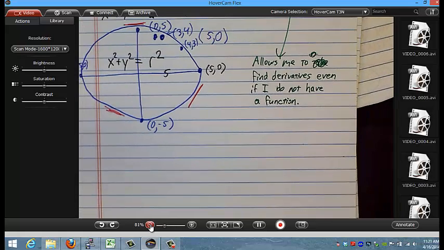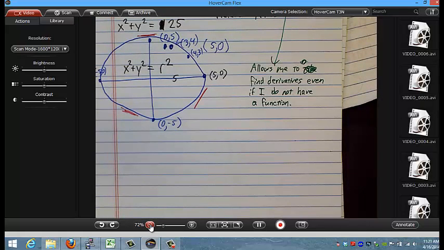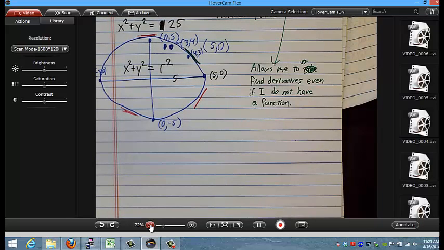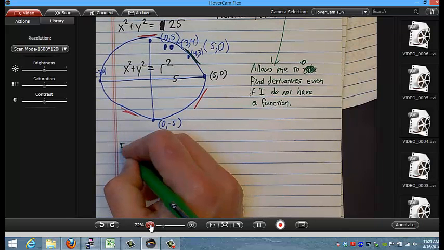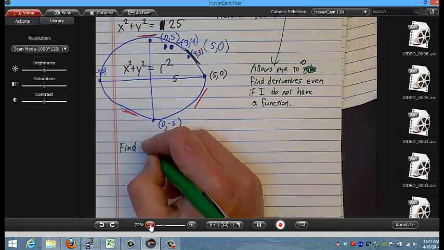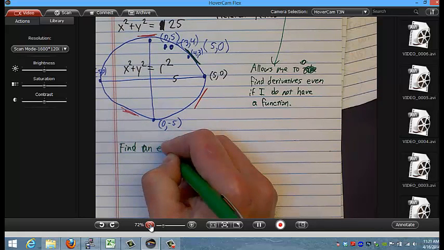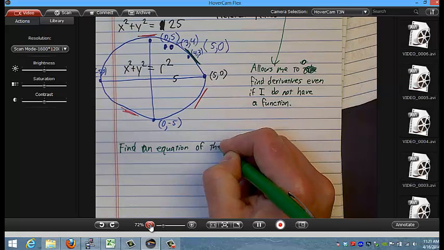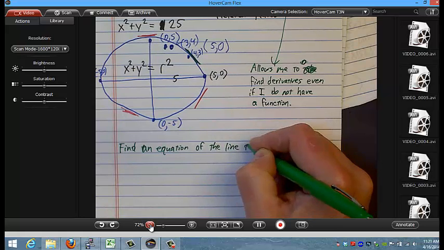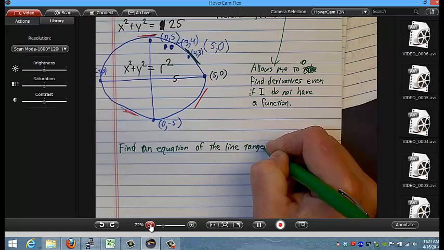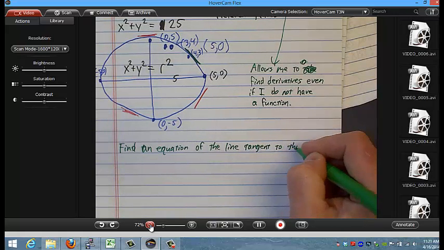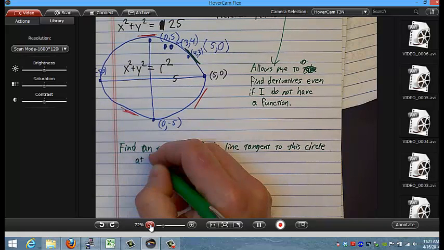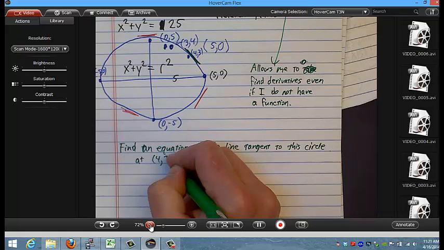You know, like I said, we have tangent lines here. Matter of fact, here's the point 4 comma 3. There's a tangent line there. And, you know, here's one of our classic problems we've been doing all semester. Find an equation of the line tangent to this circle at the point 4 comma 3.